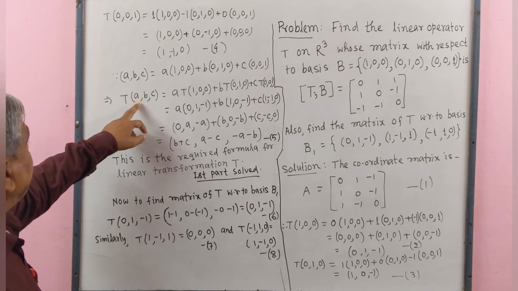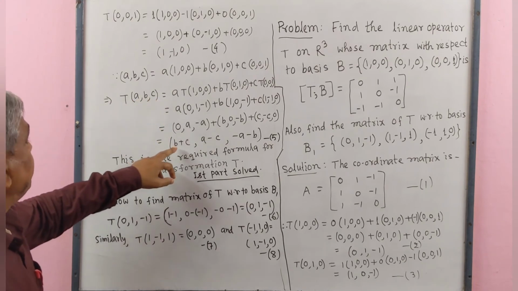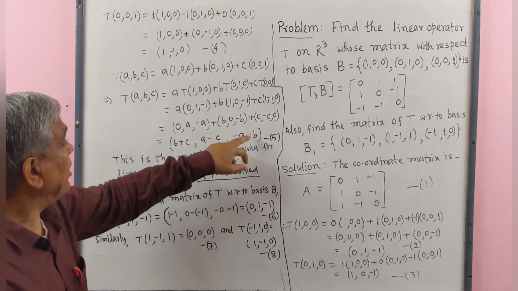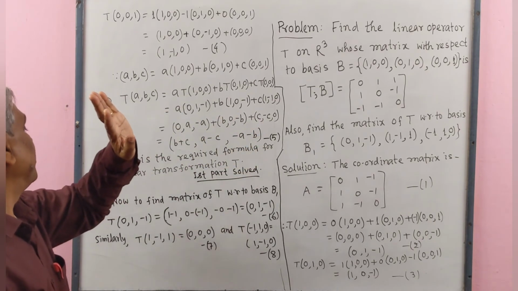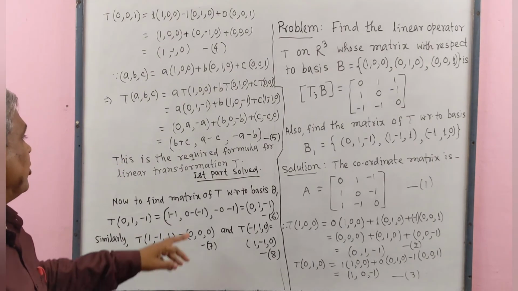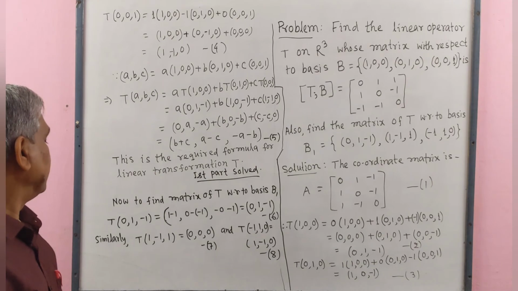T(a, b, c) equals the ordered triplet (b plus c, a minus c, a minus b). This is the required formula for the linear transformation T. Therefore, the first part is solved.